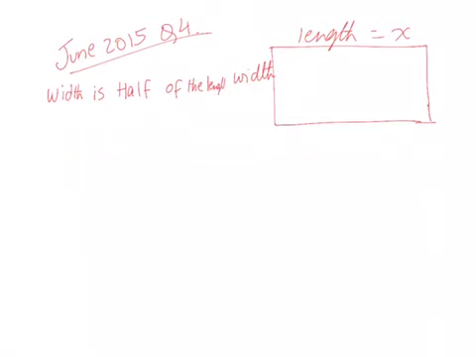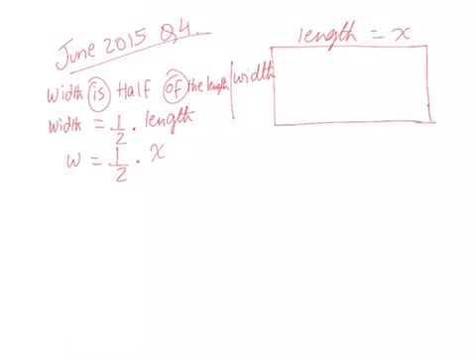Now let's translate this. "Is" is always equal, so width is half of, and "of" represents multiply. So this is our equation. Now we know that the width is equal to half of the length, and the length is x. So this value is half x. And they've given us the area as 34 feet square, right?